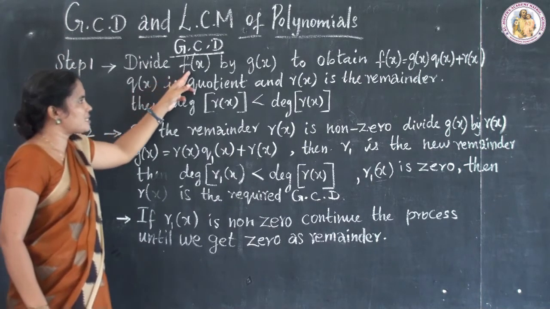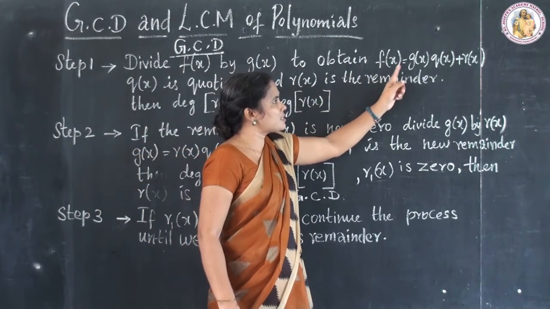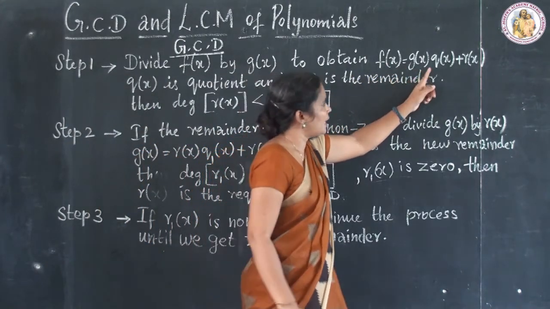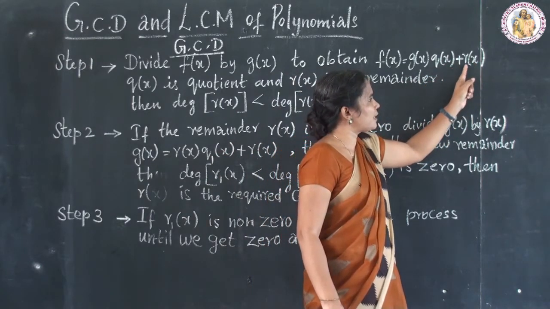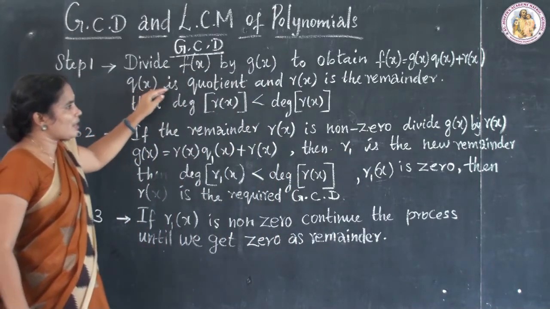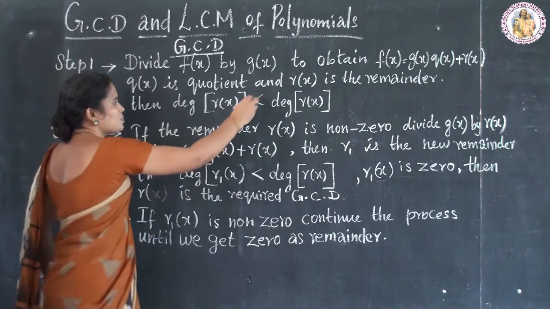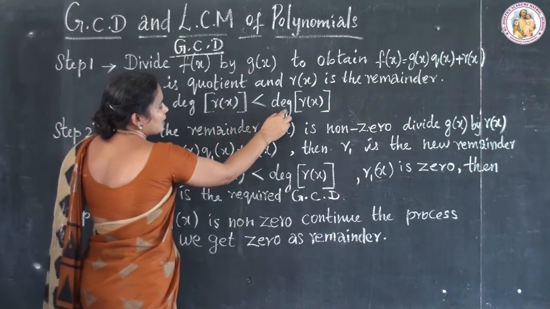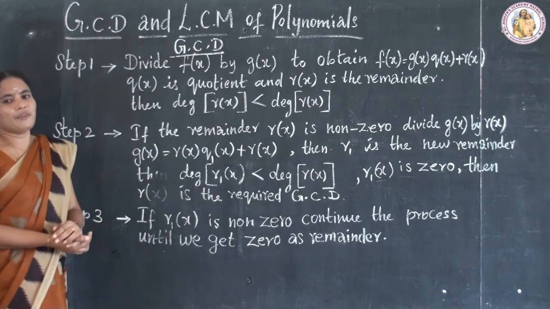Step 1: Divide f of x by g of x to obtain f of x is equal to g of x into q of x plus r of x. Q of x is the quotient and r of x is the remainder. Then the degree of r of x must be less than the degree of g of x.